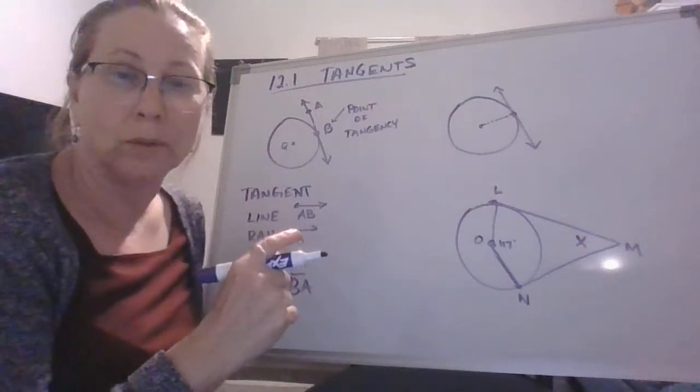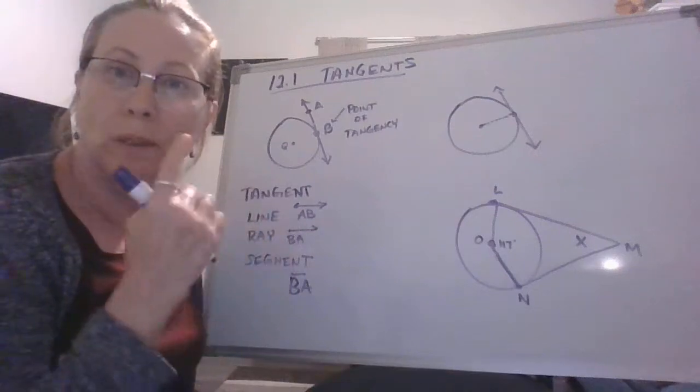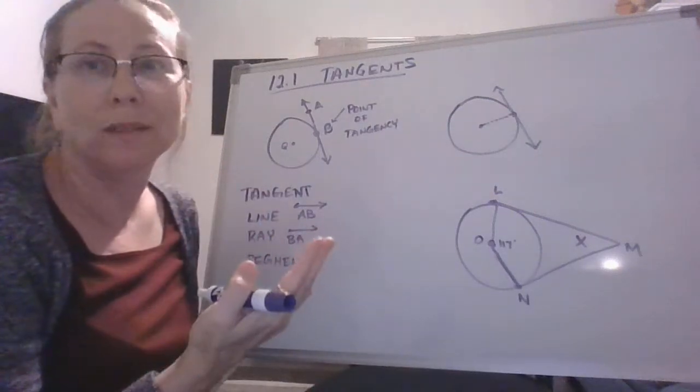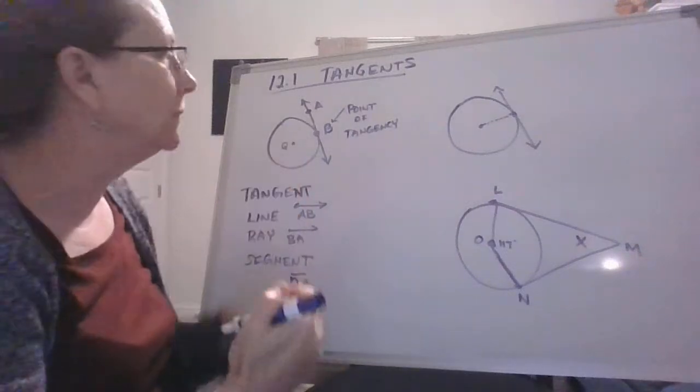outside the circle. You can't have a line, segment, or ray touching a circle at one point inside the circle. It's not possible. It has to just barely hit it on the outside.